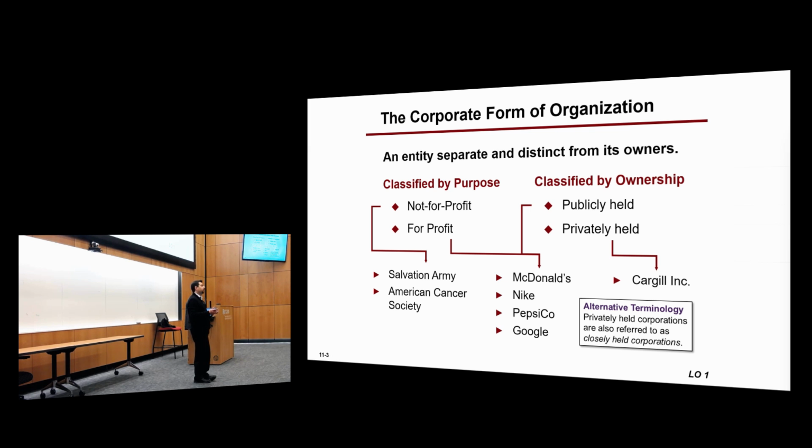So for example, Facebook, until a few years ago when they had their first IPO, was a privately held company. They didn't have a stock actively traded in the stock market. There are a lot of firms, actually, that are privately held.